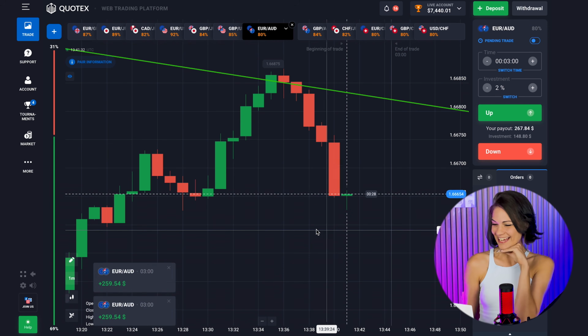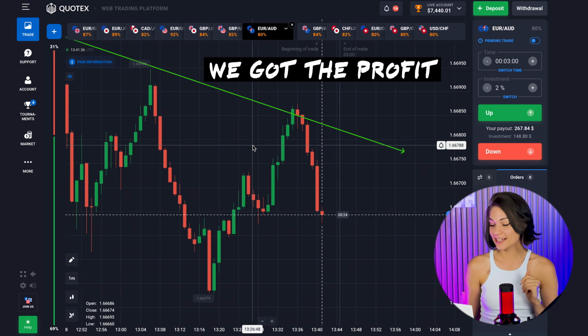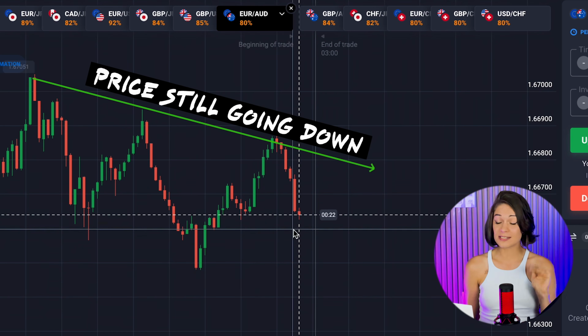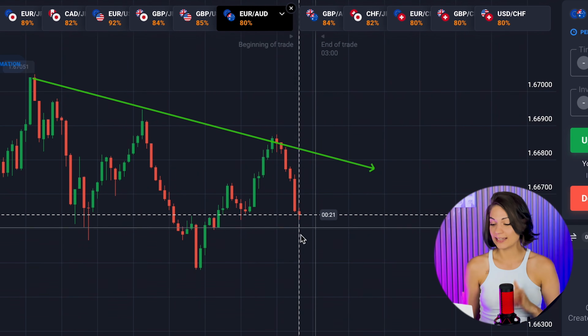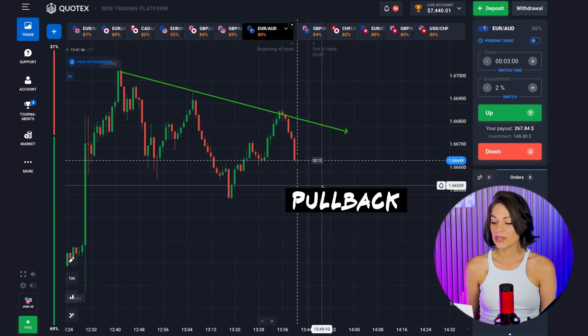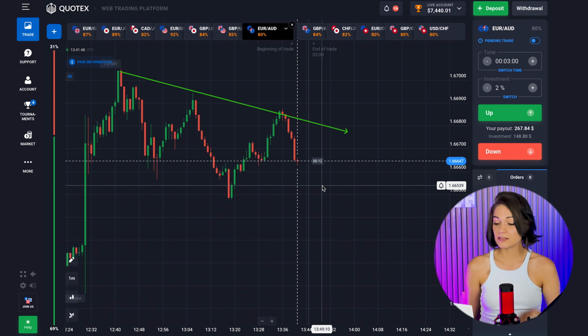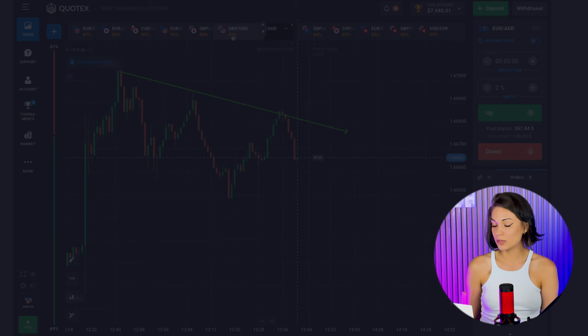So it's a good day today, and this one is also closed in black, so we got the profit. And the price is still going down, and I'm still expecting it to get to the next level. But there could of course be pullbacks, so that's why I'm not gonna enter into any other deals right now. And that means I'm gonna try to find another entry point on another currency pair.